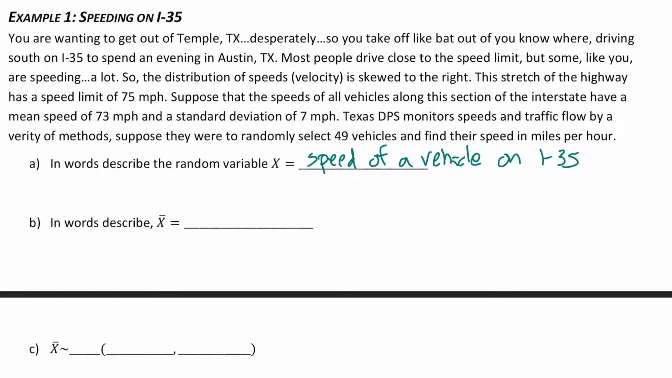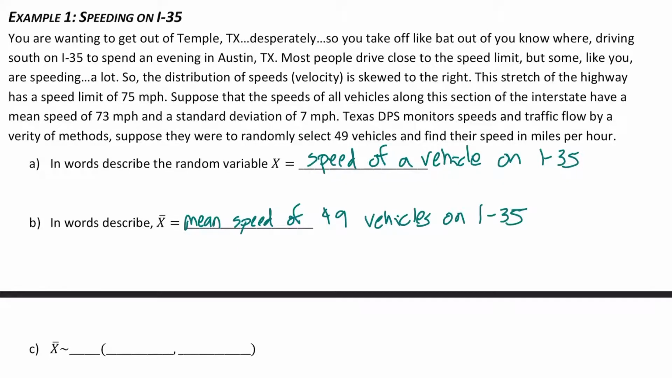All right, in words, let's describe what this capital X bar is. Well, it's this thing, the speed of a vehicle on I-35, but it's the mean. And here I do need to mention the sample size. So this is the mean, or the average, speed of 49 vehicles on I-35.